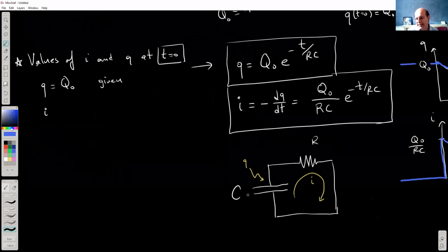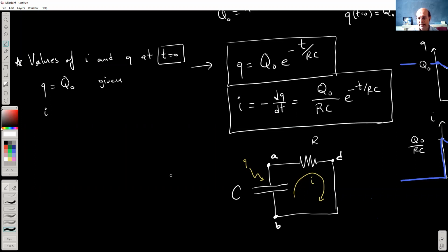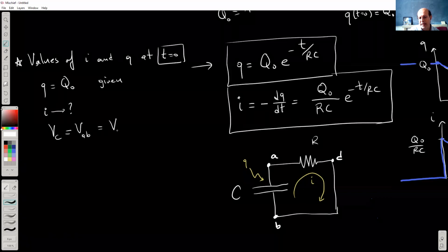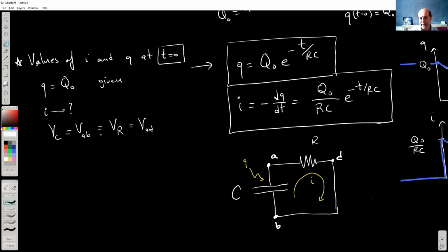But now I can use this potential difference picture. I know that these 2 points have a potential difference. I call this A and this B, and this is D. So there is a potential difference in there. To find the current, I need to find the potential difference across the resistor. So the potential drop on the capacitor, which is the potential difference VAB, is the same thing as the potential difference on the resistor, which is the potential difference between the points A and D, right?